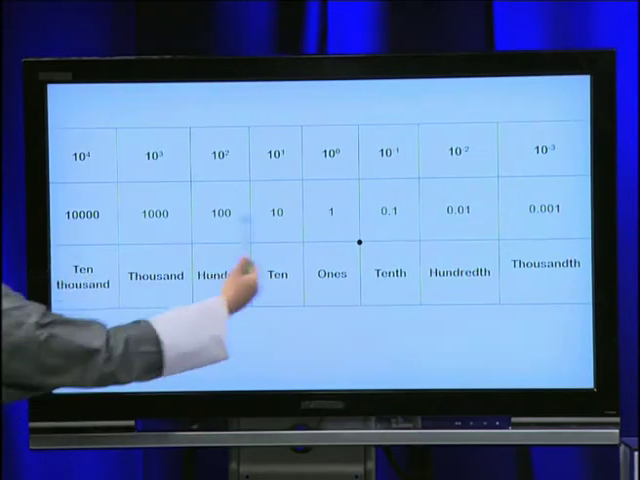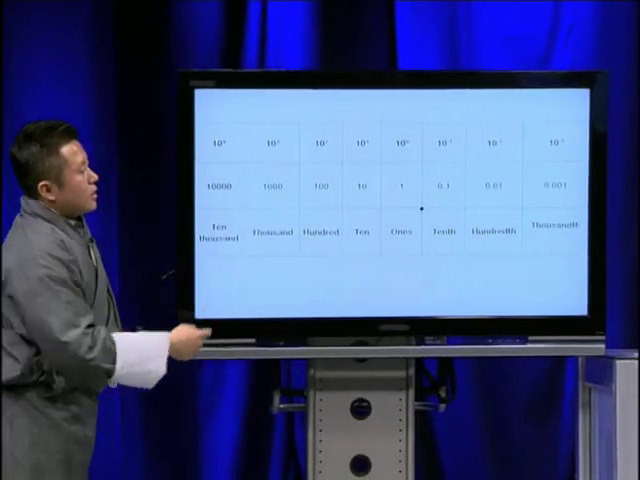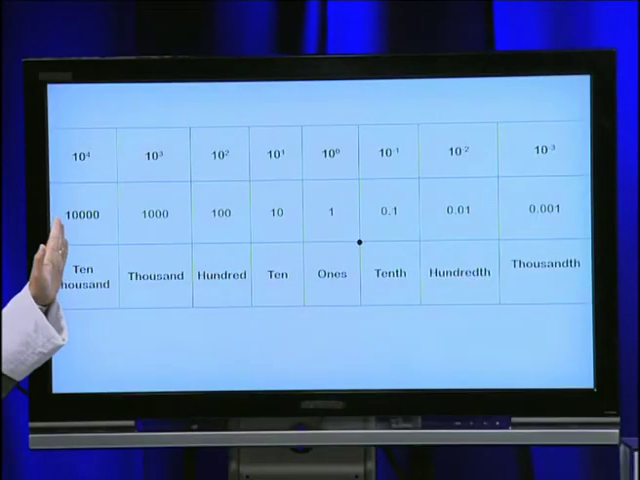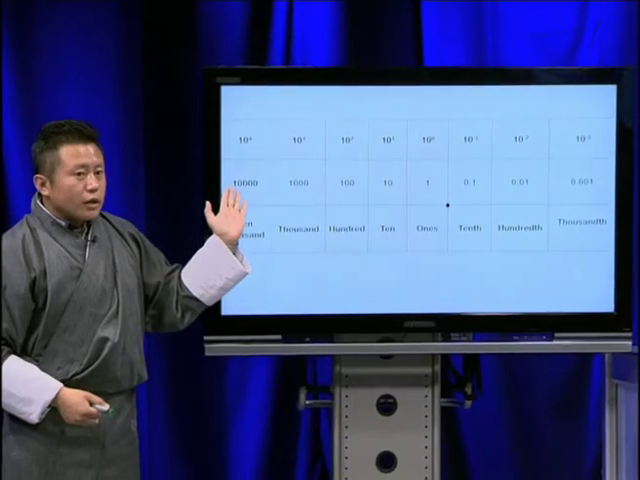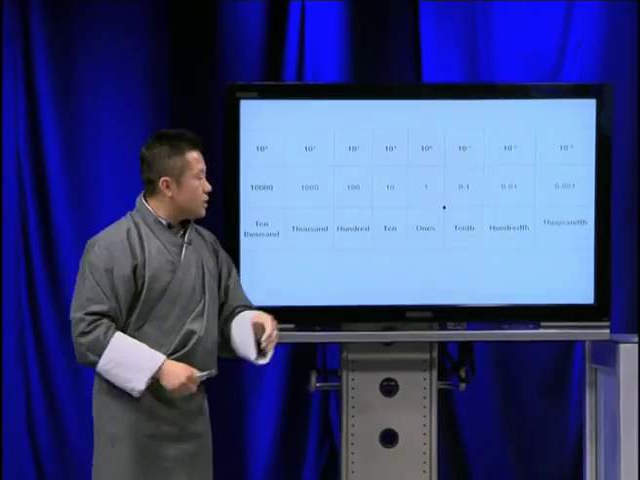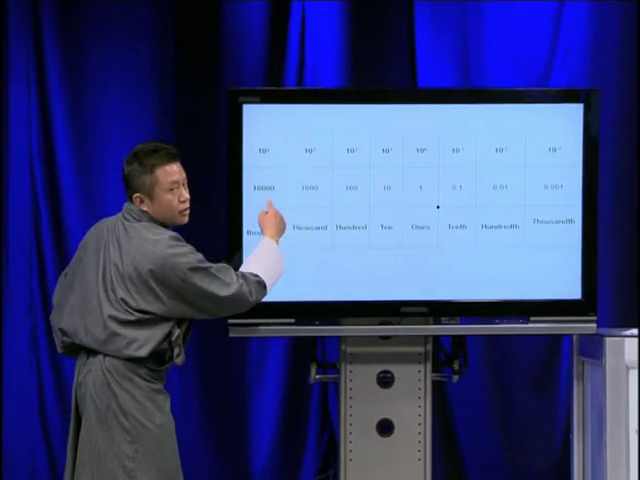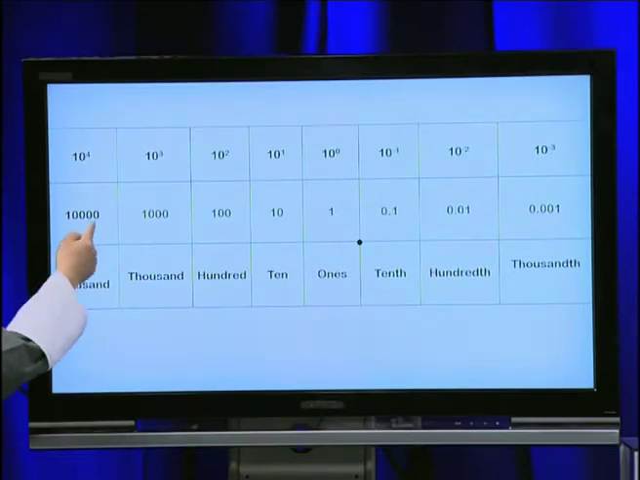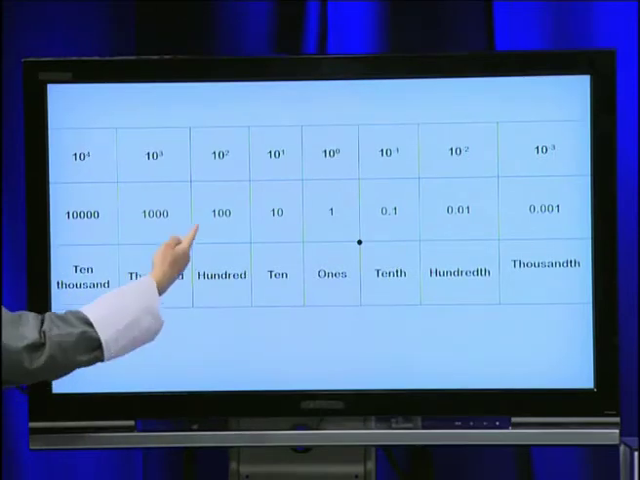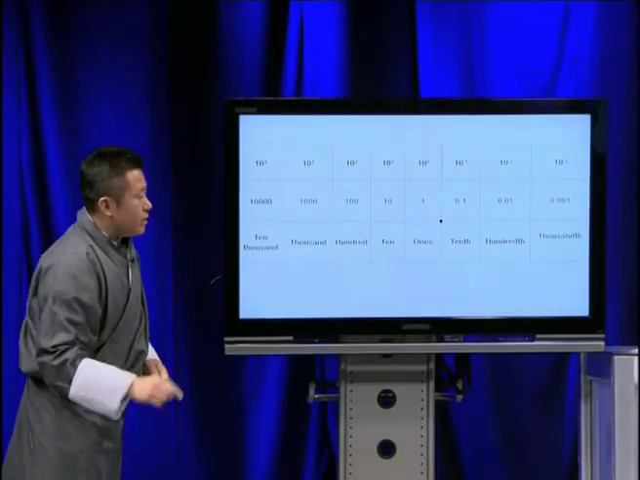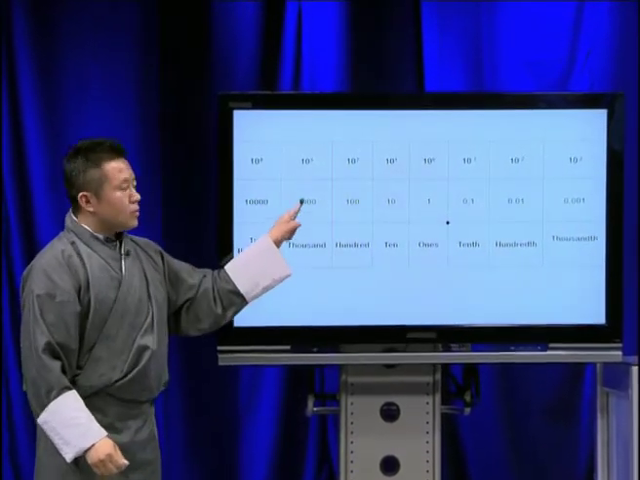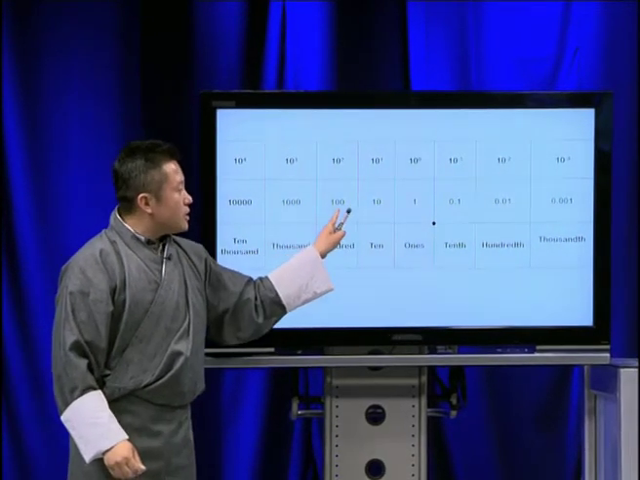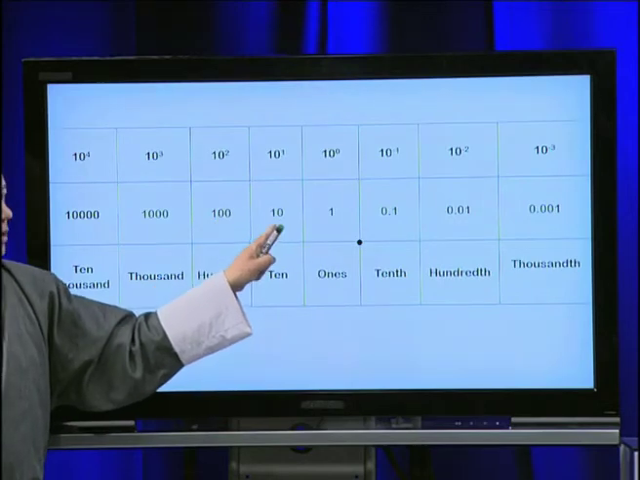Now let's compare the values carefully. When you look at the values, as it moves towards the right, if you observe carefully, it is getting divided by 10. See, 10,000 here, 1,000. When you move towards the right, you are getting divided by 10. So 10,000 divided by 10 is 1,000. 1,000 divided by 10 is 100. 100 divided by 10 is 10.